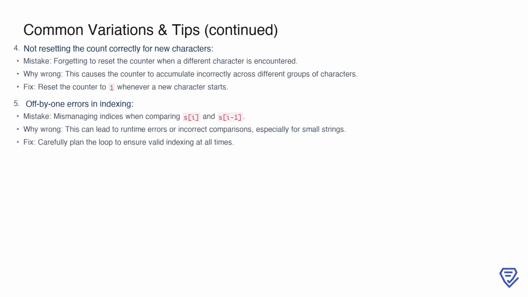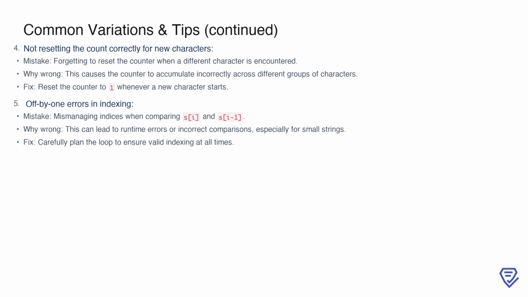Another mistake to be mindful of is not resetting the counter correctly when a new character is encountered. If the counter isn't reset to 1 at the start of a new streak, it might accumulate values incorrectly, leading to wrong results. Always remember to reset the counter as soon as you detect a change in characters.